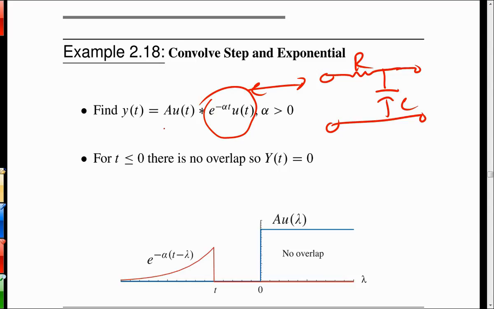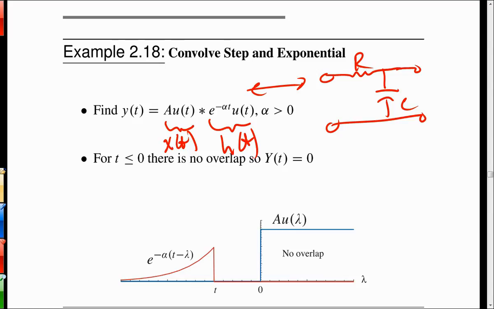So you can think of this as being x of t, and this is the impulse response. So this convolution is not quite as, well, it's actually easier than the rectangles, but it's got properties to it that are different than the rectangles.